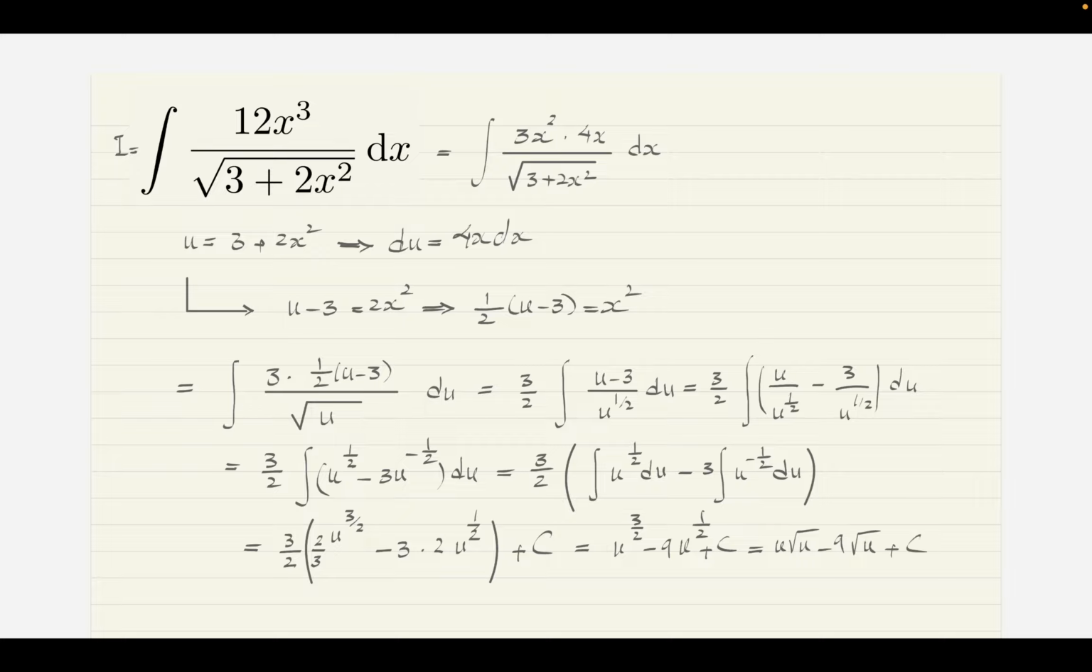And then I replace u with this expression, so the answer will be 3 plus 2x squared multiplied by square root of 3 plus 2x squared minus 9 square root of 3 plus 2x squared and then plus c.